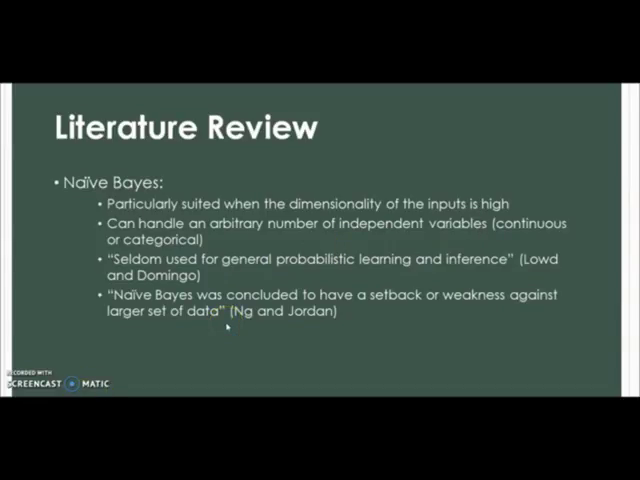In Lowd and Domingos' research, it is stated that although naive Bayes has been widely used for clustering and classification, it is seldom used for general probabilistic learning and inference. While Ng and Jordan's research has stated that naive Bayes was concluded to have a setback or weakness against larger sets of data.